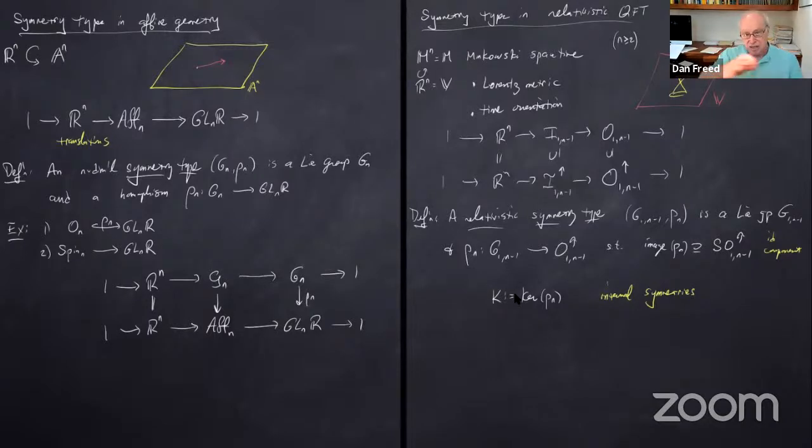So if we have symmetries, those symmetries preserve that paint, that extra structure, but they induce a symmetry of the underlying geometry. And that's what this homomorphism rho n here is telling us. It's telling us how a symmetry of the whole system induces a symmetry of the underlying geometry. And so the kernel of rho n, those are the symmetries that induce the trivial map on the underlying geometry. So they're internal. They're not moving the points of space-time. They're internal symmetries.